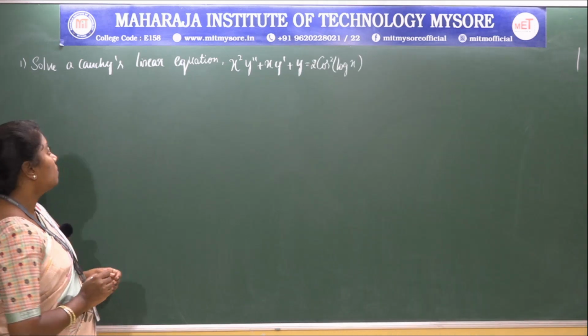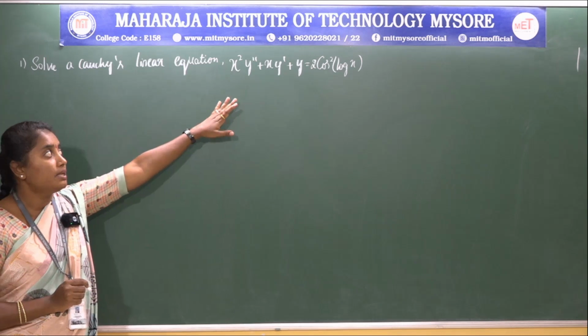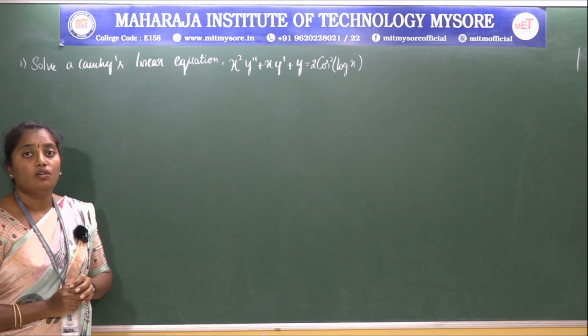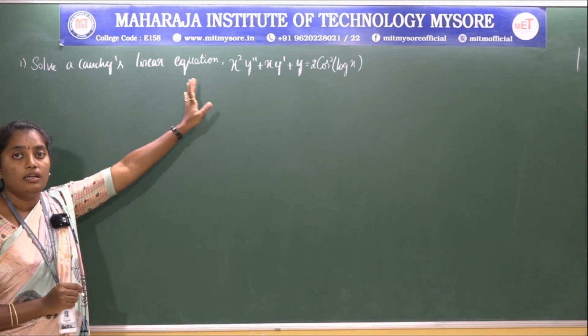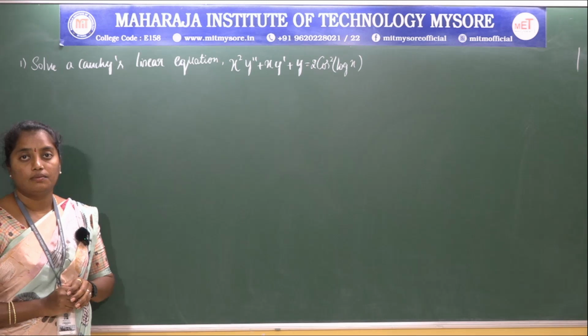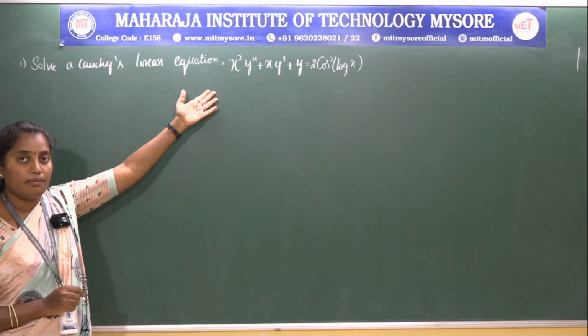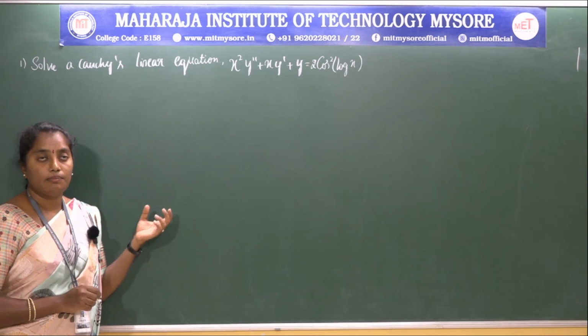The first problem on Cauchy's linear equation is x square y double dash plus x into y dash plus y is equal to 2 times cos square of log of x. So this is a second order Cauchy's linear equation. So first reduce this equation, which has variable coefficient, to constant coefficient by using the procedure.